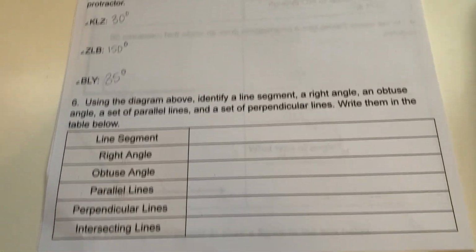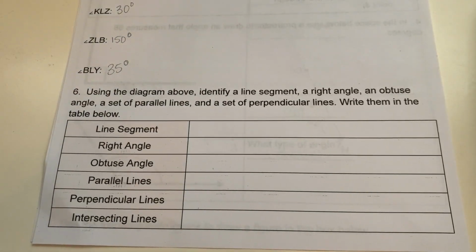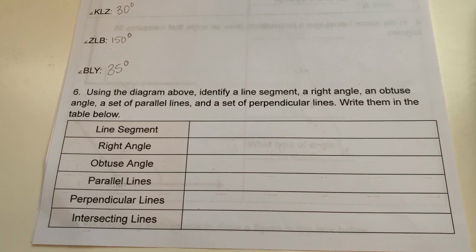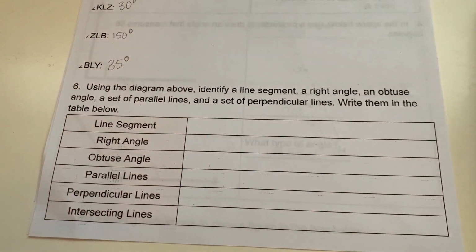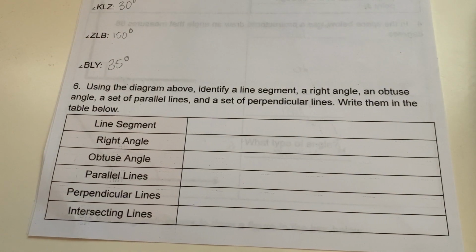All right, last one. You're going to use the diagram above, and you're going to identify a line segment, a right angle, an obtuse angle, a set of parallel lines, a set of perpendicular lines, and intersecting lines. And you're going to write them in the table below. So I'm going to let you do this whole chart on your own, and then I'll go over it with you.